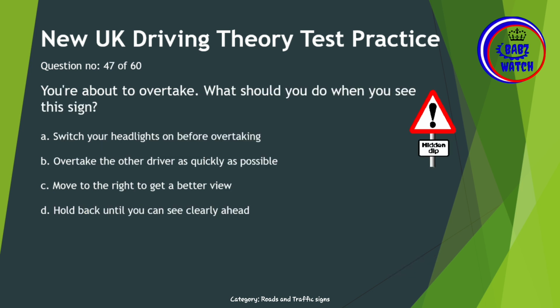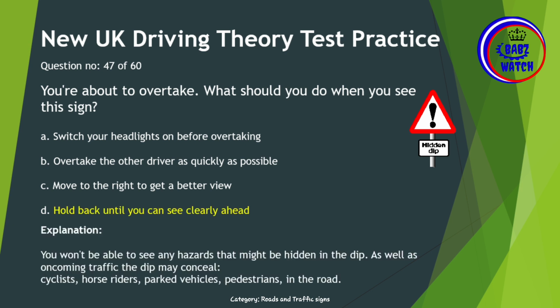Question 47 of 60. You're about to overtake. What should you do when you see this sign? A. Switch your headlights on before overtaking. B. Overtake the other driver as quickly as possible. C. Move to the right to get a better view. D. Hold back until you can see clearly ahead. The correct answer is D.